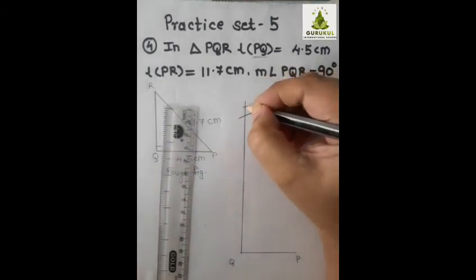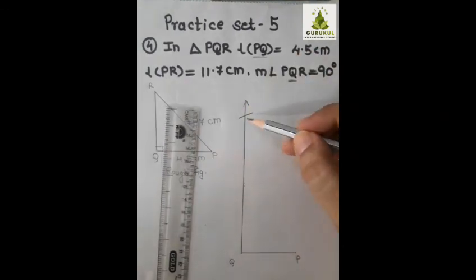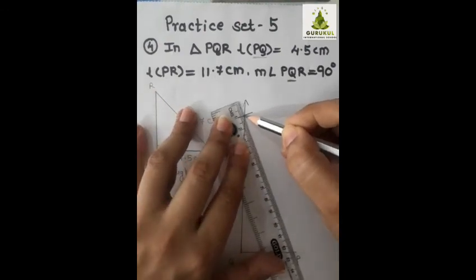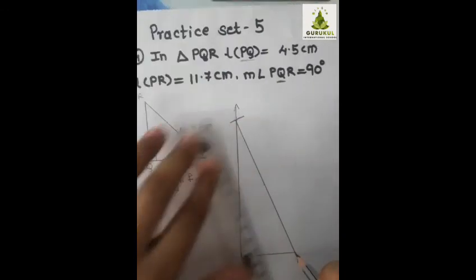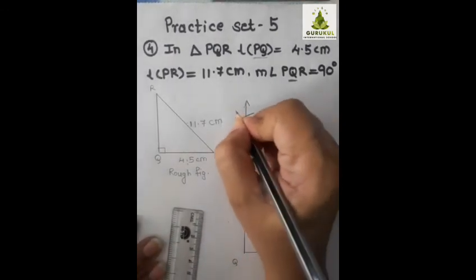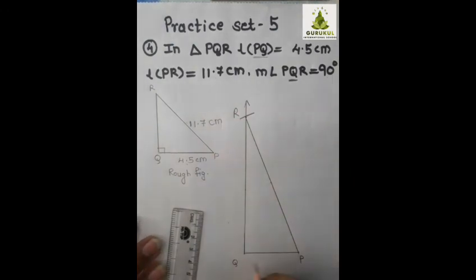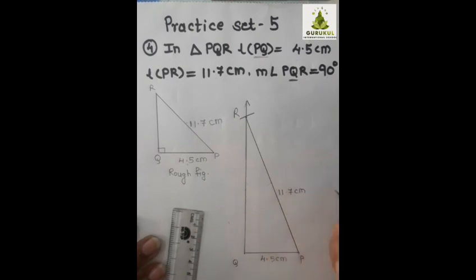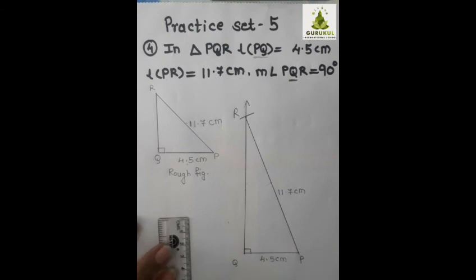So here I will put an arrow and we have to join this intersecting point and point P using the scale. Okay, so what have we drawn over here? Here we have drawn the hypotenuse. This is R, correct? So label the figure. This is 4.5 centimeters. This is 11.7 centimeters. And this angle Q is 90 degrees. So this is our required figure.